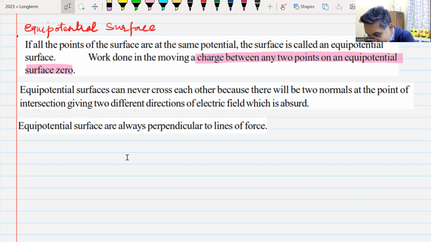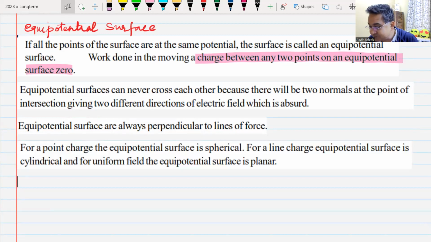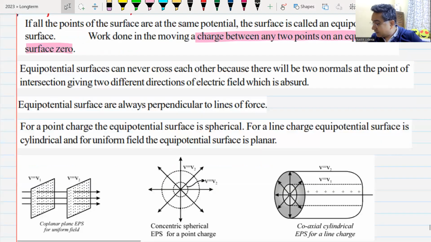For a point charge, the equipotential surfaces are spherical. For a spherical charge, it is also spherical. For line charges, they are cylindrical. For planar charges or uniform electric field, these are planar. If the electric field lines are parallel, a constant electric field, equipotential surfaces are coplanar, like this, planes.